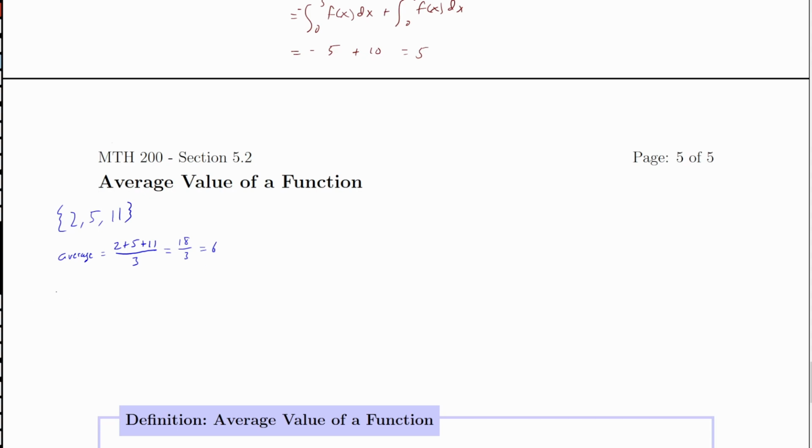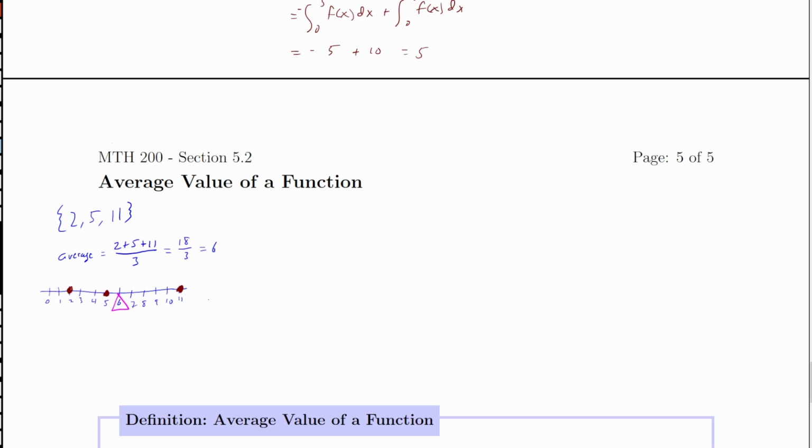Okay, so a way to think about the average is if I were to take a number line, and let's suppose that at these different spaces, think of my number line as being like a physical bar, and let's suppose I put a weight at each of these spots at 2, 5, and 11, then this bar would balance at 6, right?